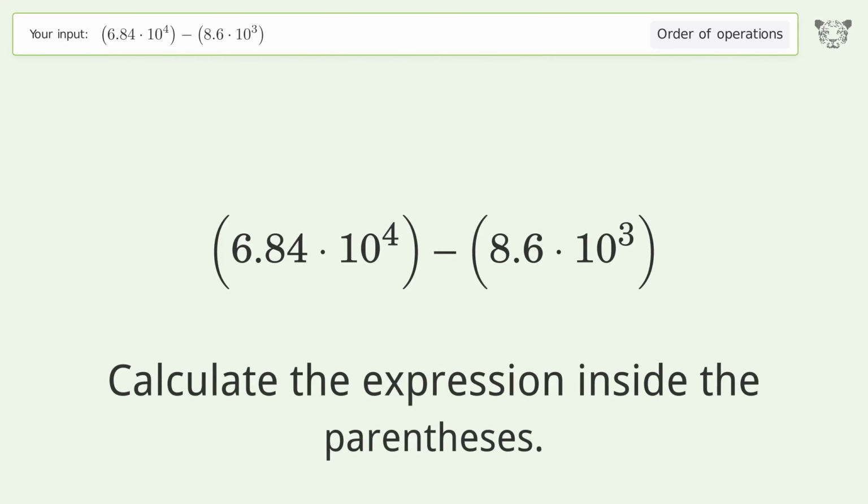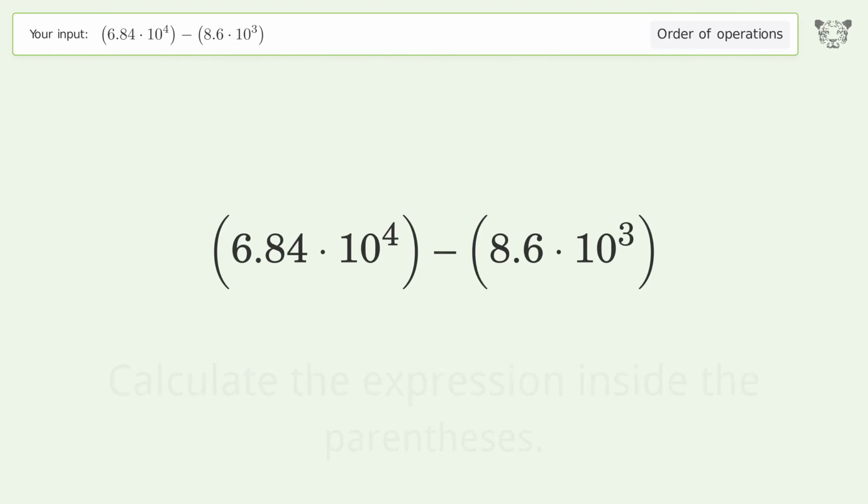Calculate the expression inside the parentheses. Simplify exponents and square roots. 10 to the power of 4 equals 10,000. Perform any multiplication or division, from left to right. 6.84 times 10,000 equals 68,400.